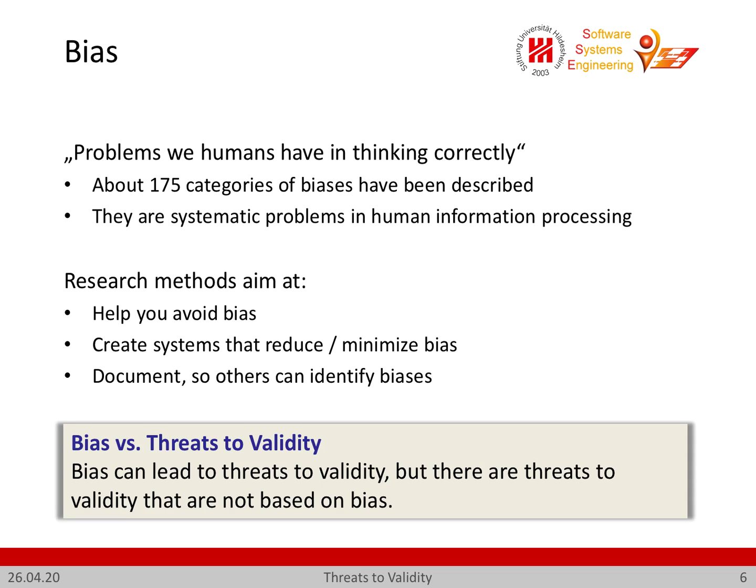So research methods that we study in this whole lecture, they actually have the goal of helping you to avoid bias, or at least to understand if you run into some bias, what you can do to counteract and first of all, to notice this bias. So we want to have systems that reduce or minimize bias, and we want to document how we did so that others can identify biases and understand whether there is some way in which a specific study may not be as trustworthy as we would have liked it to be. So bias can lead to certain threats of validity, but it's actually larger. There are threats of validity that are not based on bias.